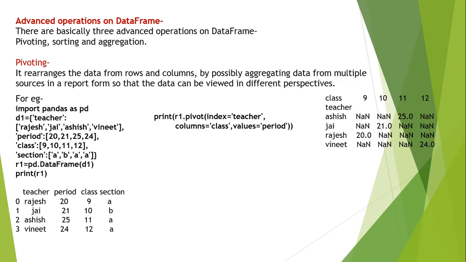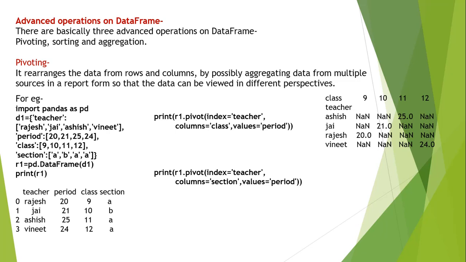Now let's see if we use print r1.pivot(index=teacher, columns=section, values=period). Here the index is given as teacher, columns is section, and values is period.